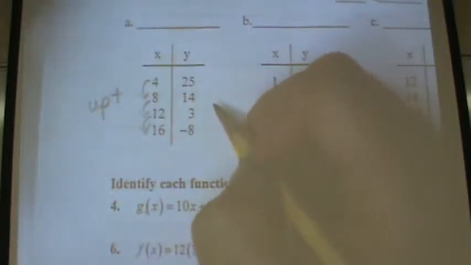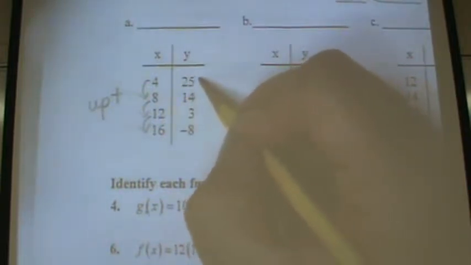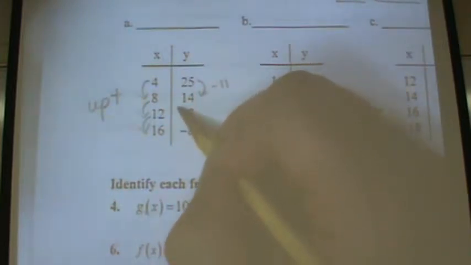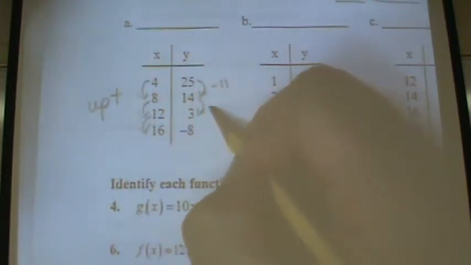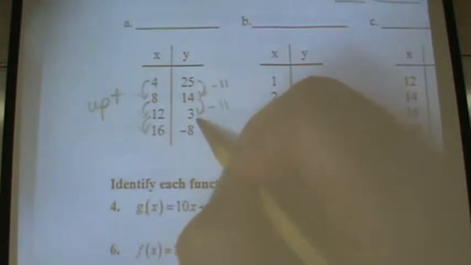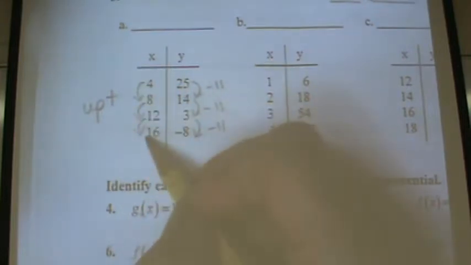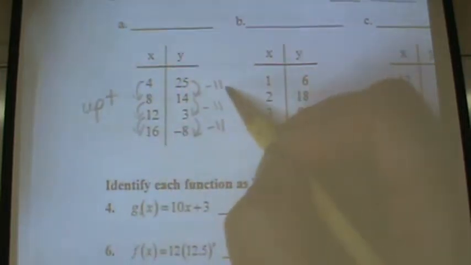How about adding and subtracting? How do you get from 25 to 14? What is it? You mean subtract 11? Well, from 14 to 15, yeah. From here to here, you're subtracting 11. Right. Is this the same if we subtracted 11? Do you get 3? Yeah. How about 3 minus 11? Do you get negative 8? Yeah. So if this is going up by 4, and this is going down by 11, this would be linear.